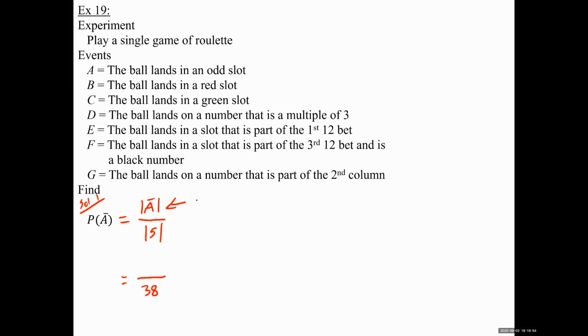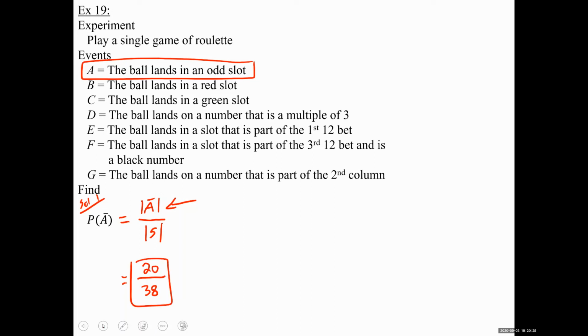Now over here, what I'm asking you to count is the slots, not the ones that are odd, the ones that are not odd. How many slots on the roulette wheel are not odd? 18 are odd. How many are not odd? 20.